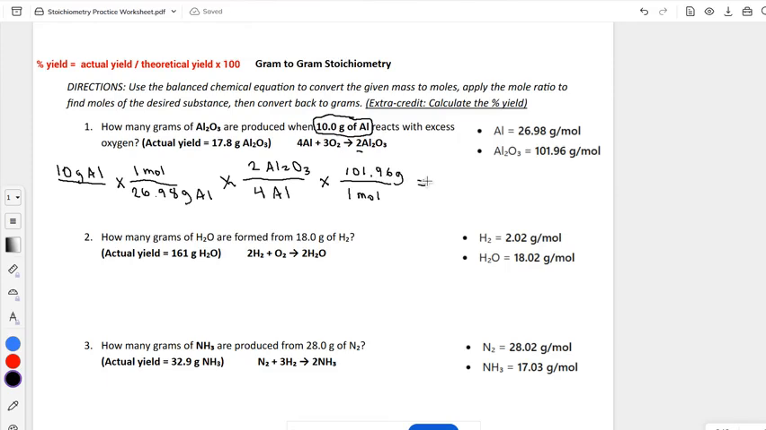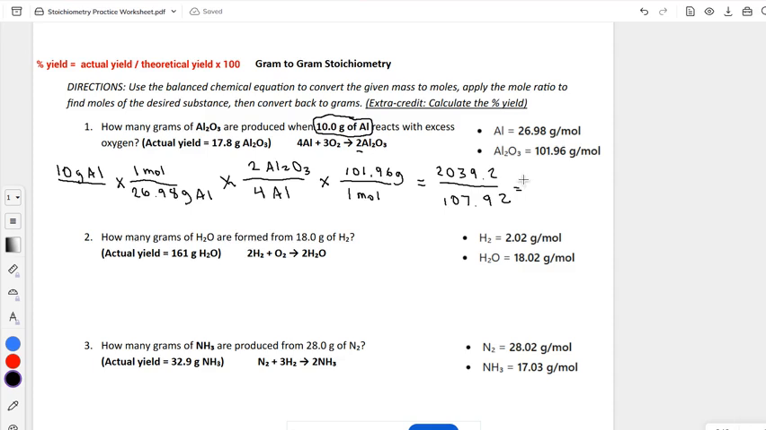You multiply all of the top. 10 times 1 is 10, times 2 is 20, so it's 20 times 101.96 equals 2,039.2. Divided by everything on the bottom. 26.98 times 4 times 1. So just 26.98 times 4. Let's see what that is. 26.98 times 4 equals 107.92. And now we just do this simple math.